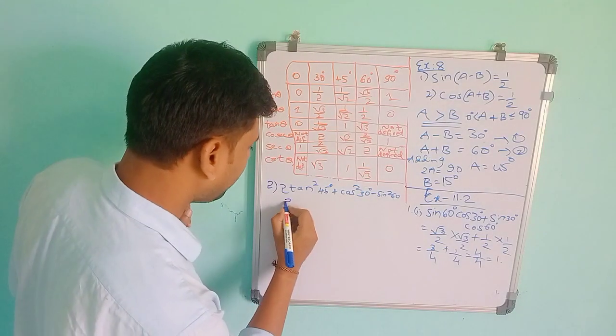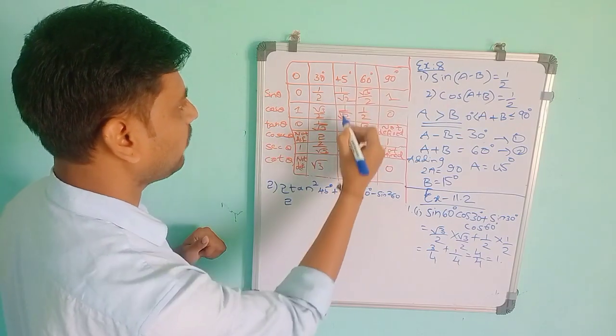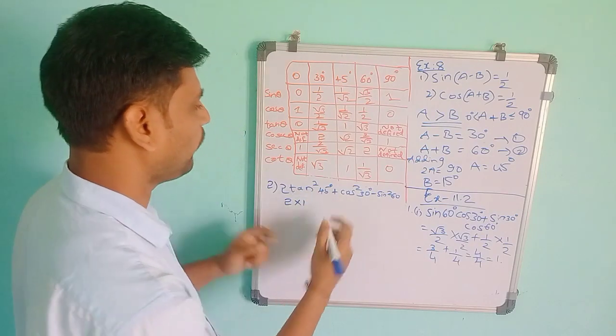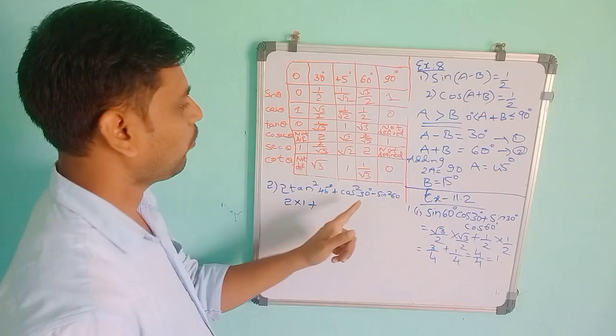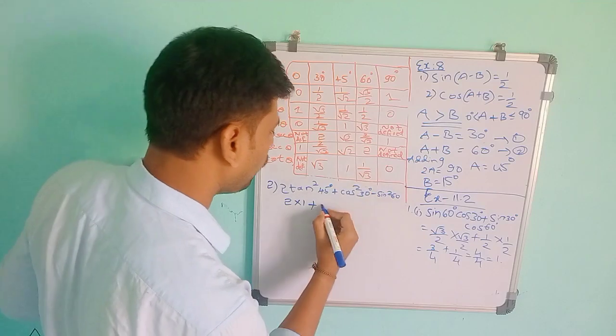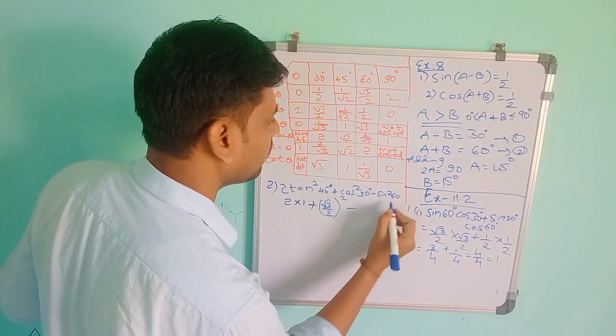So 2 as it is. We find the tan 45. Tan 45 is 1. So 1 square is 1. So 2 into 1, because tan square 45 is 1 square. So 2 into 1 is 2. Then cos square, cos 30 value you should find. Cos 30 is root 3 by 2. So root 3 by 2 whole square. Now that minus sin square 60.